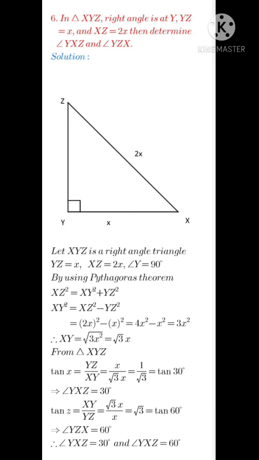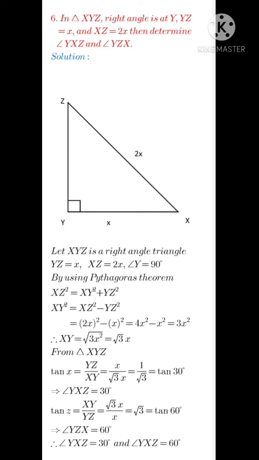Sixth question. Triangle XYZ, right angle at Y, and YZ is equal to x and XZ is equal to 2x. Then determine the angles, angle YXZ and angle YZX. So draw the figure, right angle at Y, and mention the values: YZ is equal to x and XZ is equal to 2x. Let XYZ be a right angle triangle, YZ is equal to x and XZ is equal to 2x, and angle Y is equal to 90 degrees.